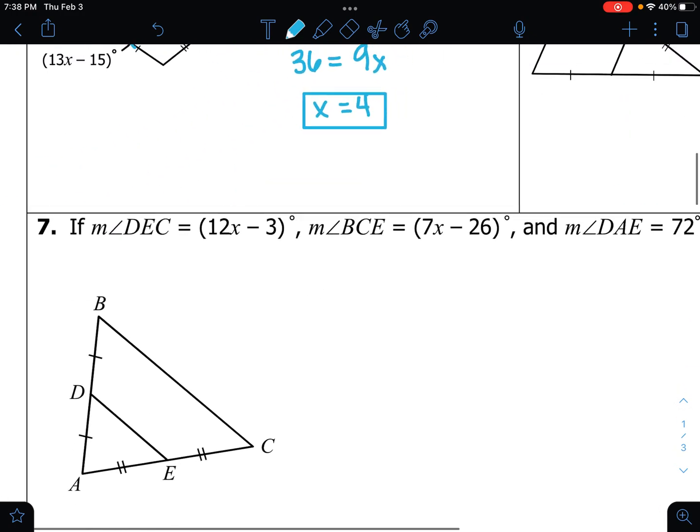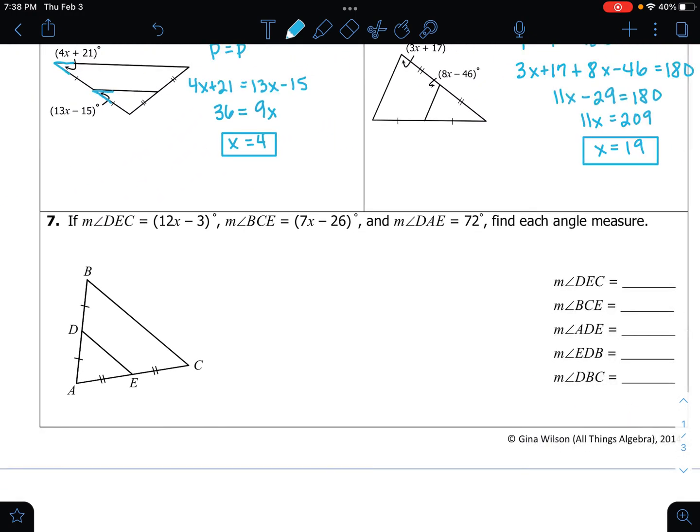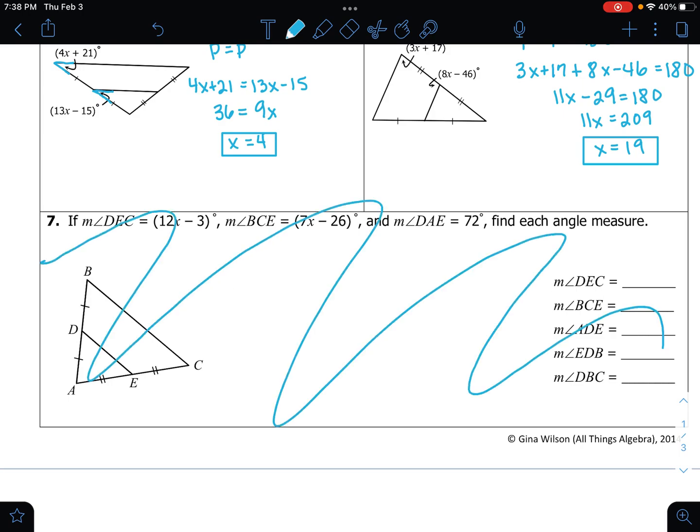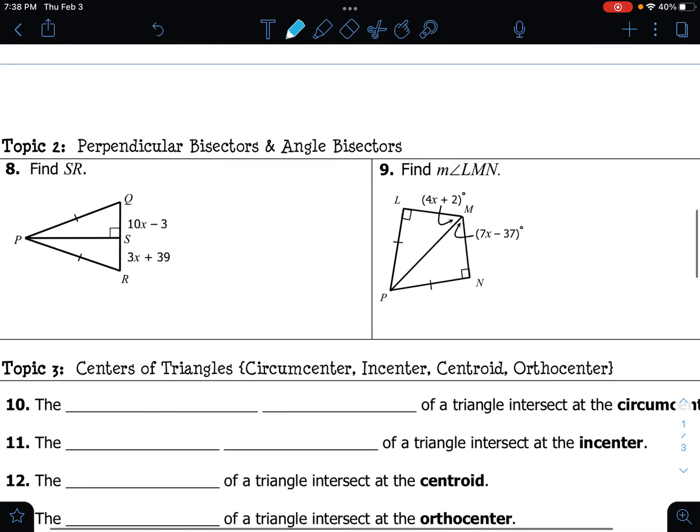Okay, number 7. So we got these two measures, and these are angles. I'm not even going to worry about this. Don't worry about it. We're going to move on.